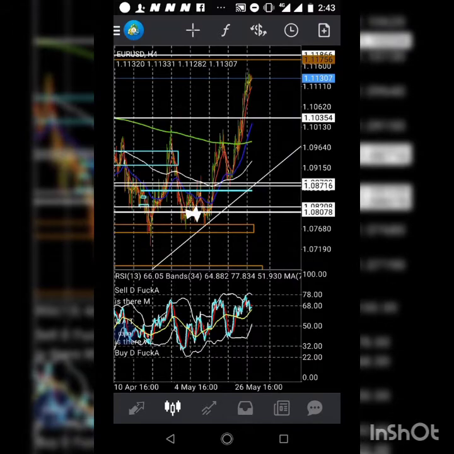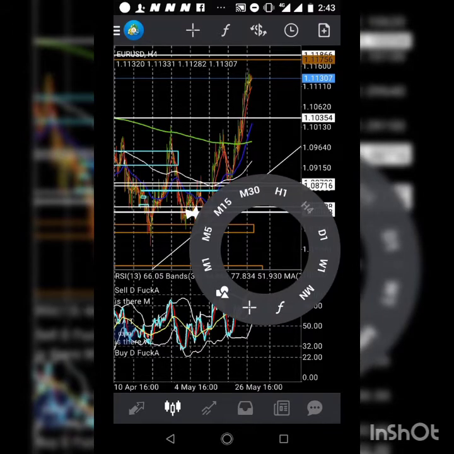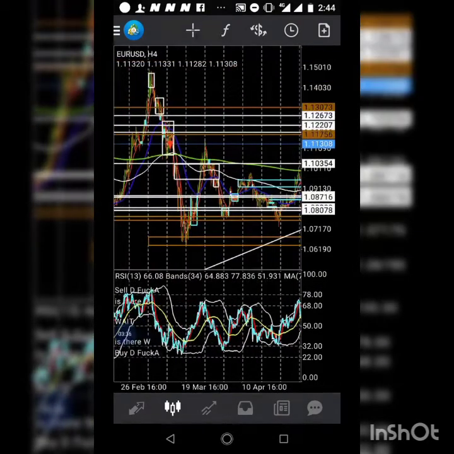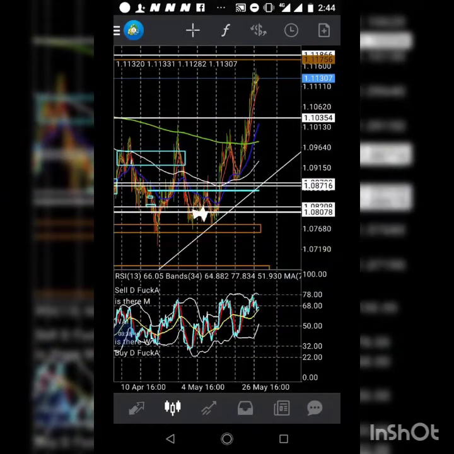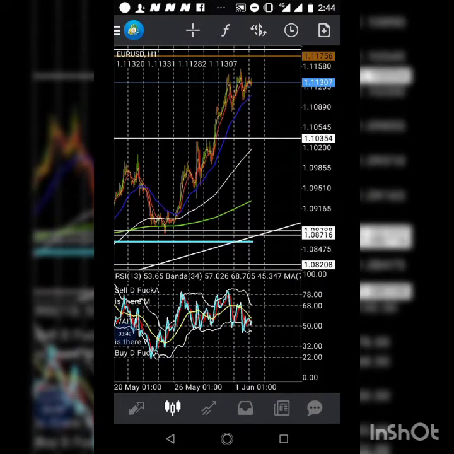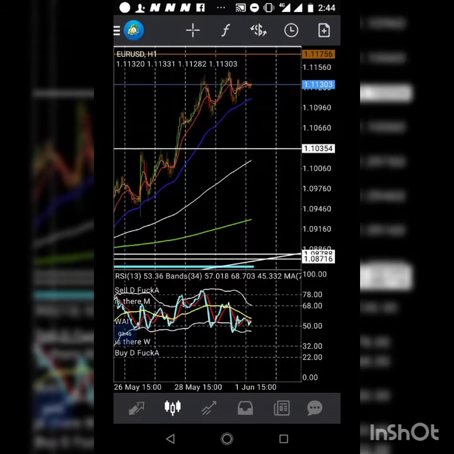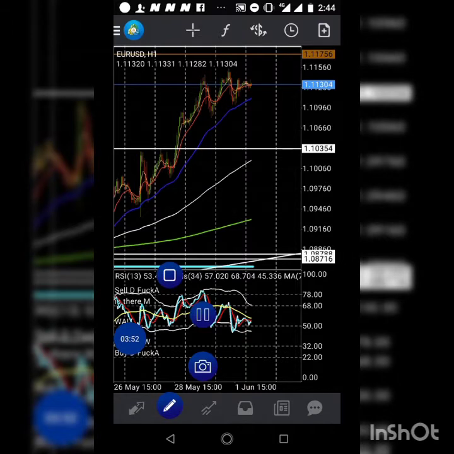Okay, so here we have our EURUSD chart. For the EURUSD chart, I think this pair has been buying for some time now. It may still go up. I'll be waiting for sell opportunities. Here, looking at the H1 chart.